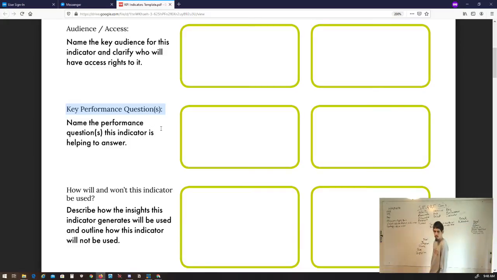So we're brainstorming. So when we set the audience and access, then name the key audience for this indicator and clarify who will have access rights to it. Have we come up with that, or is that just a question? Let me backtrack.